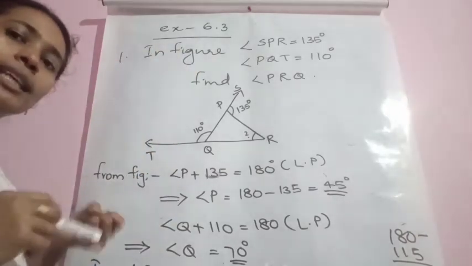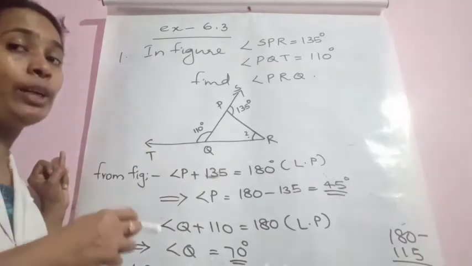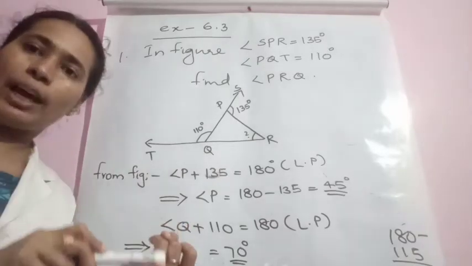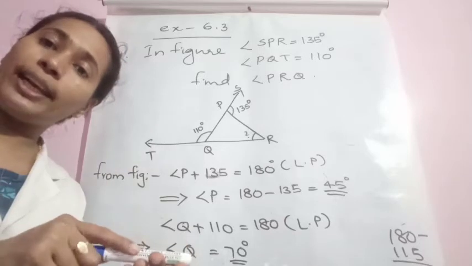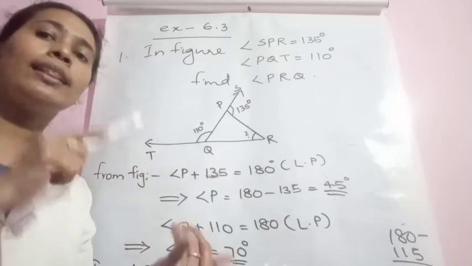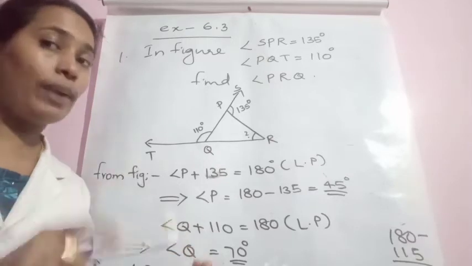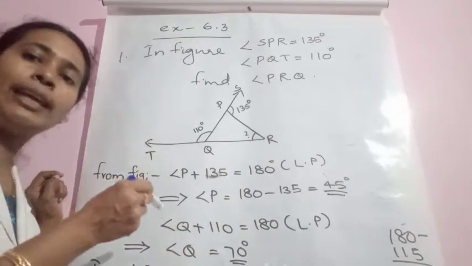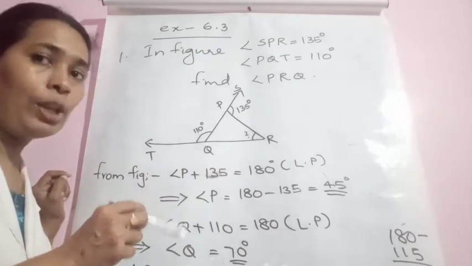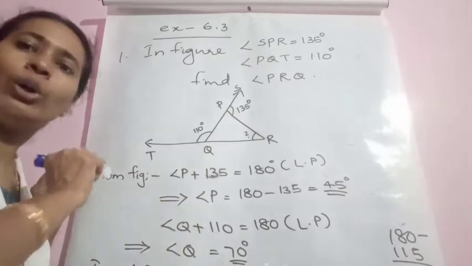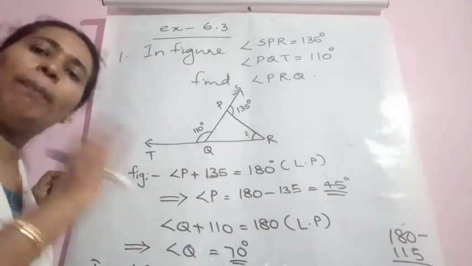So when you are answering the questions from exercise 6.3, what are the things you need to remember? Linear pair, vertically opposite angles, then corresponding angles, alternate angles, co-interior angles. Then we have studied about exterior angle theorem and angle sum property. Which one is necessary? Apply the same to get your answer. We can't predict which one, so according to the given question, apply whichever is possible.